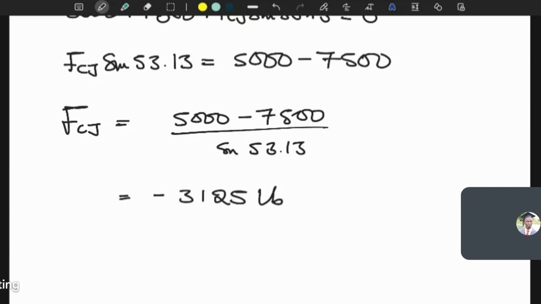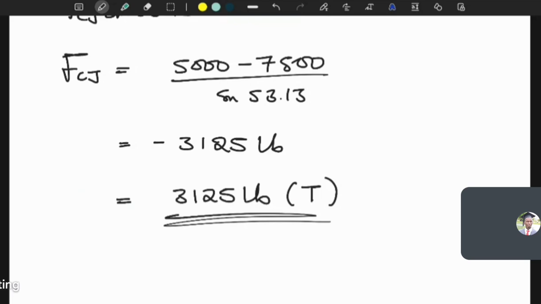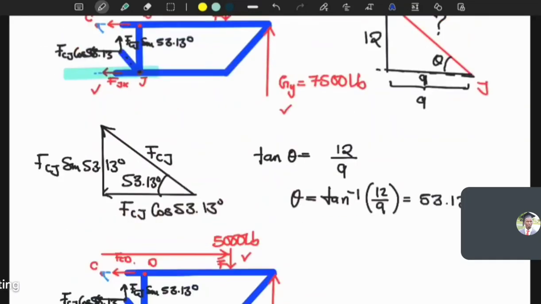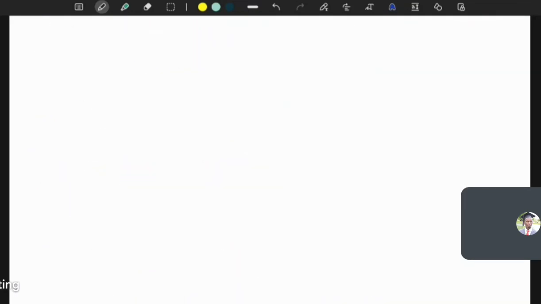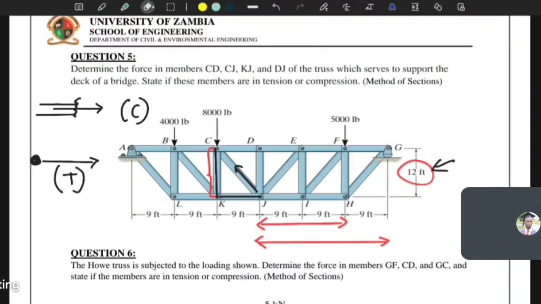Yes. Okay. Again, because this has come out as a negative, we can conclude that this is supposed to be 3,125. The assumption was compression, so the actual must be tension. So this is what we are finding here. So we have covered 3 of the members they wanted. Only one is left. Which one? Let's go back to our diagram. We have sorted out this one, and this one. Only this one is left, DJ.